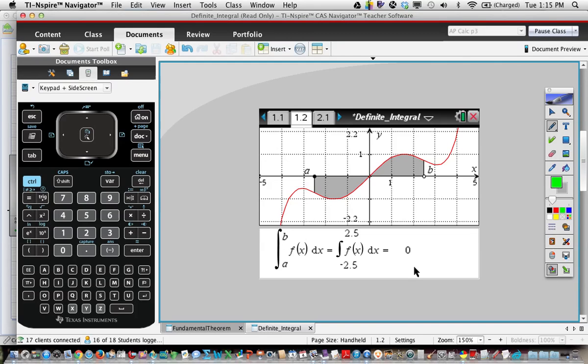Okay? This is an odd function. It has origin symmetry. Look at my integral, negative 2.5 to 2.5. So it makes sense that this area would cancel out that area.